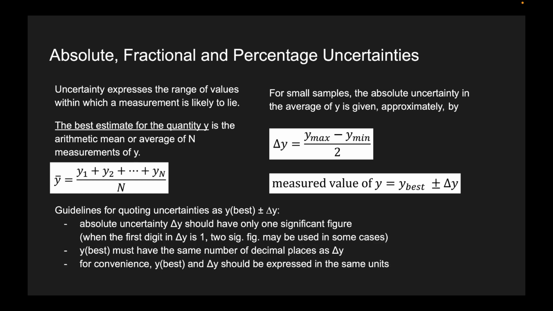There are some guidelines for quoting uncertainties as best estimate of y plus minus absolute uncertainty. Absolute uncertainty should have only one significant figure. If the first digit in the absolute uncertainty is 1, two significant figures may be used in some cases. Best estimate must have the same number of decimal places as absolute uncertainty, and both best estimate and absolute uncertainty should be expressed in the same units.